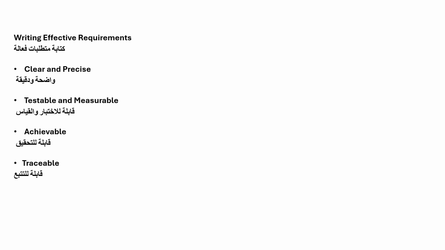If we cannot test it, how could we prove that this requirement is good or bad, or whether we did it or not? They have to be achievable, meaning it can be implemented. If you put requirements that the developers cannot write, or there is no technology to do it, this is not going to work. It has to be achievable, and then it has to be also traceable.